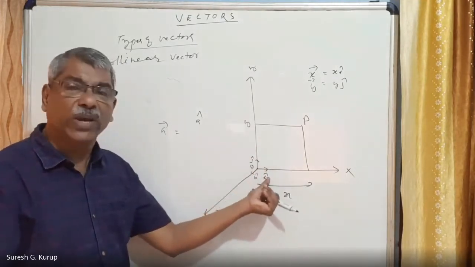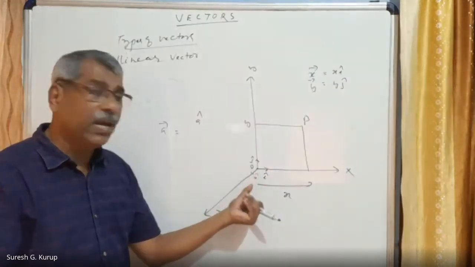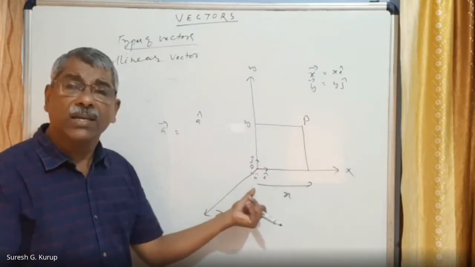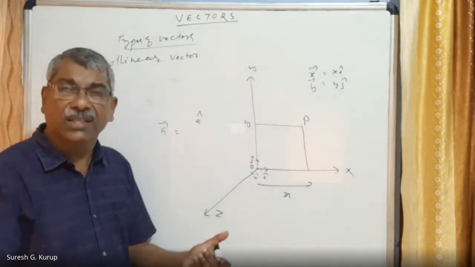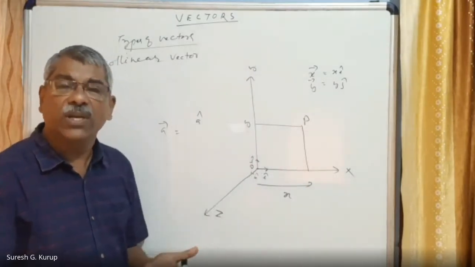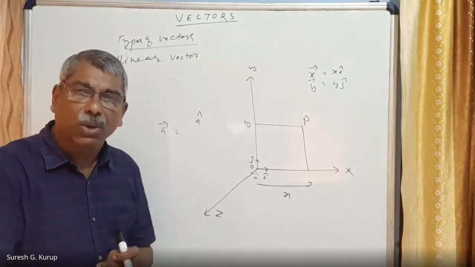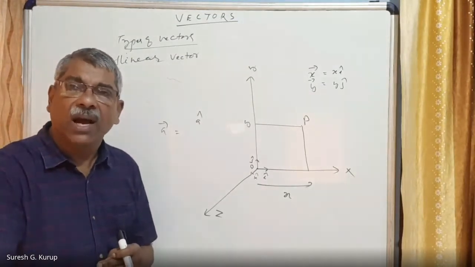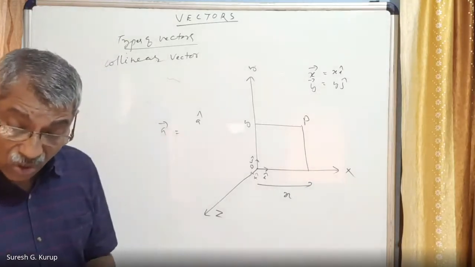Orthogonal vectors means vector i, vector j, and vector k. Why are i, j, k orthogonal? Because the angle between i and k is 90 degrees, i and j is 90 degrees, and j and k is 90 degrees. That is why they are called orthogonal unit vectors. Which are the orthogonal unit vectors? They are i capped, j capped, and k capped. Unit vectors are over.